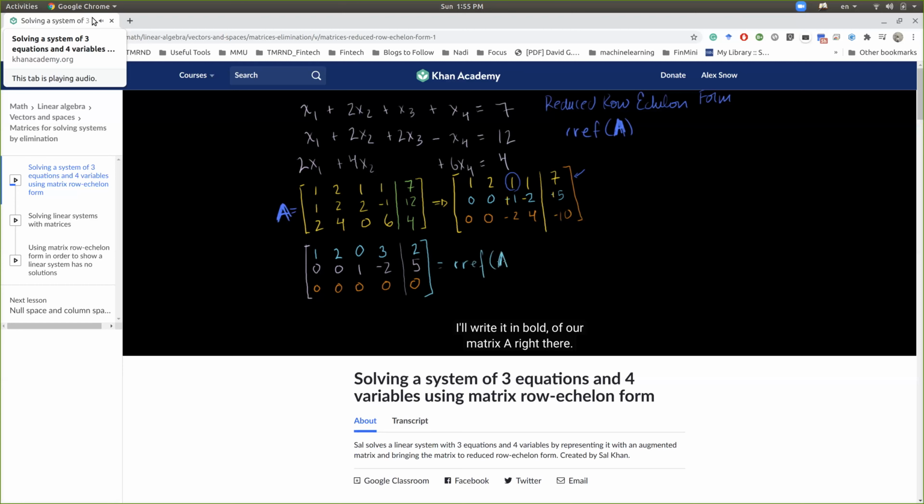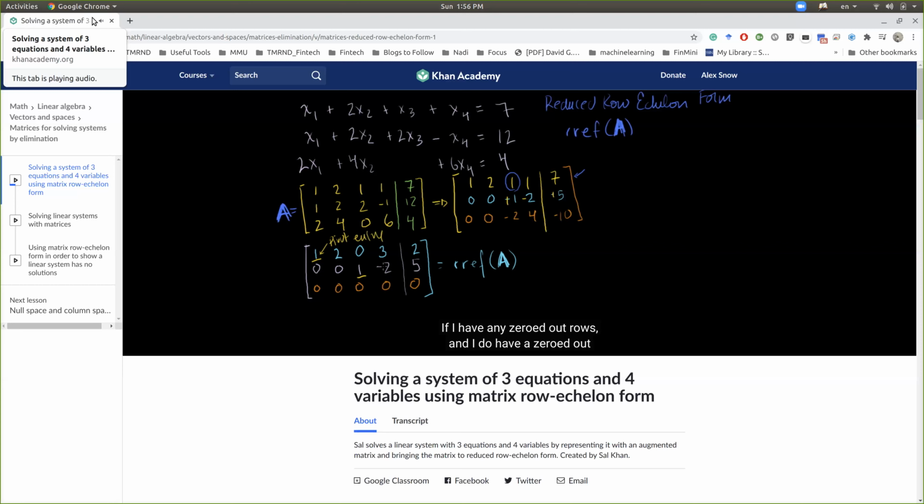I'll write it in bold. Of our matrix A right there. And you know it's in reduced row echelon form because of all your leading ones in each row. So what are my leading ones in each row? I have this one and I have that one. They're the only non-zero entry in their columns, and these are called the pivot entries. Let me label that for you. That's called a pivot entry. They're the only non-zero entry in their respective columns.